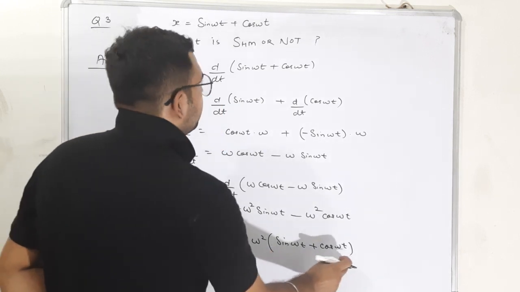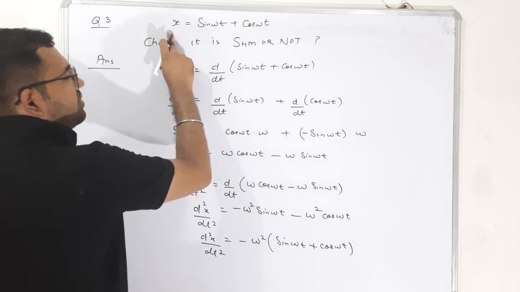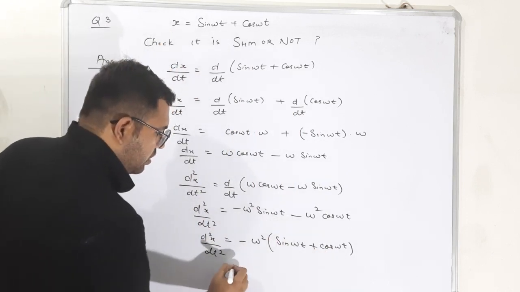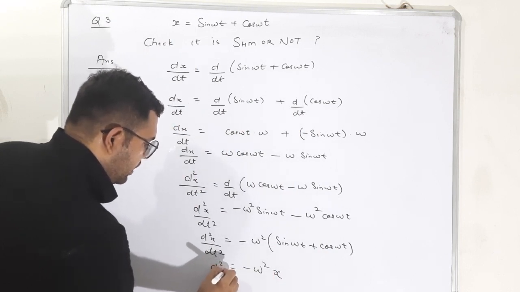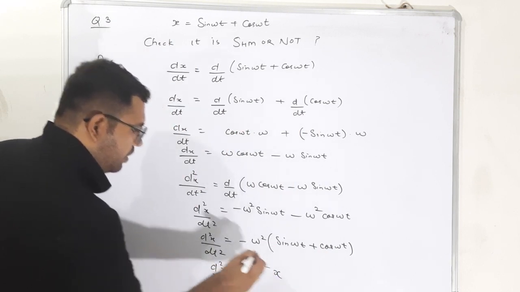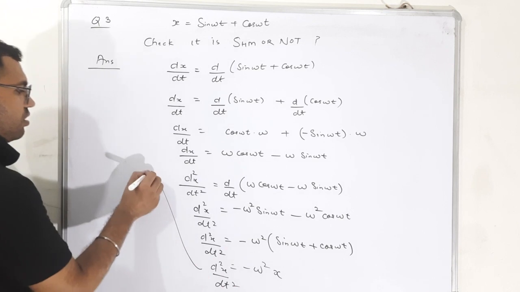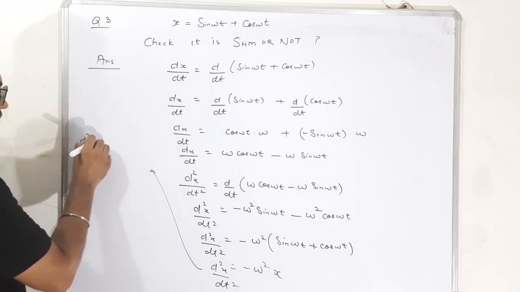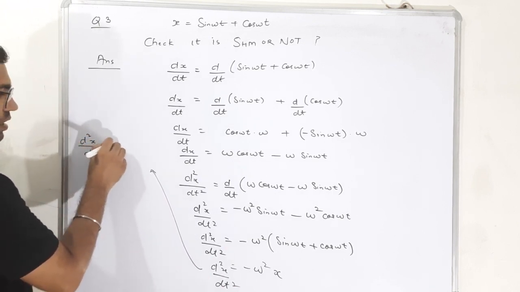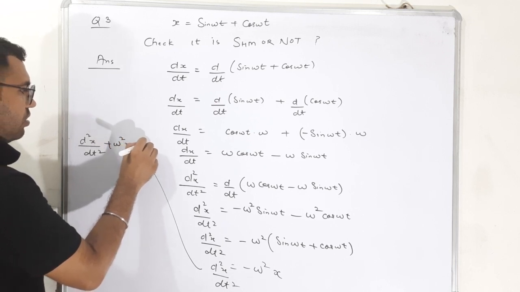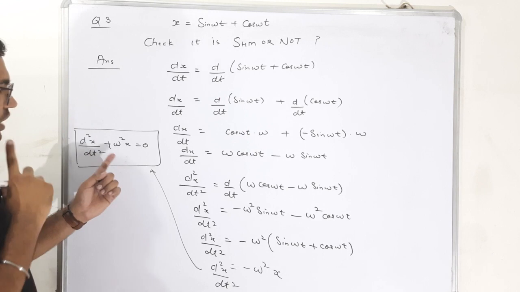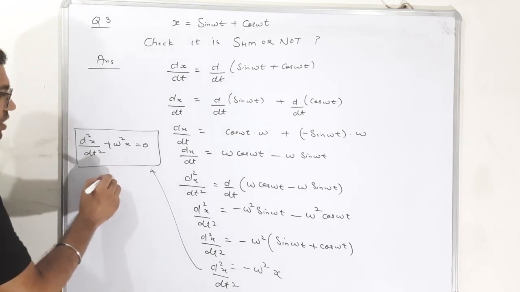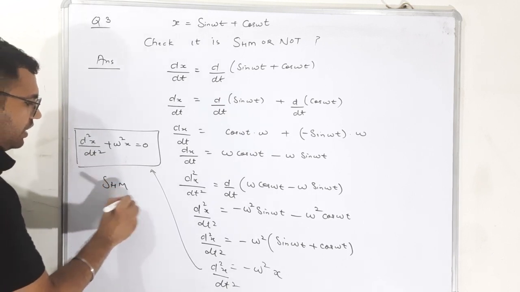So sin omega t plus cos omega t is equal to x. So you can put this and you can replace it by x: d square x by dt square equals minus omega square x. So on rearranging, d square x by dt square plus omega square x equals 0. This is the main condition of SHM, and it is satisfying the condition. That's why it is performing SHM, right?